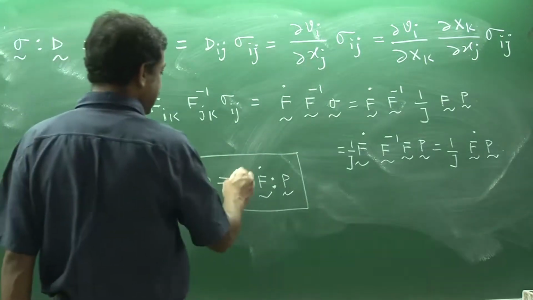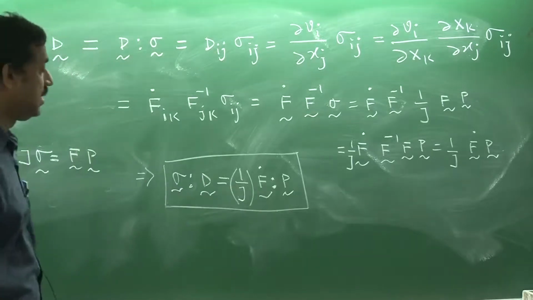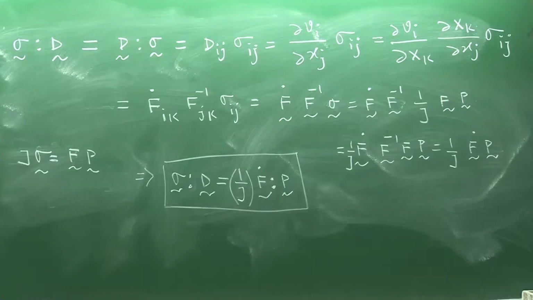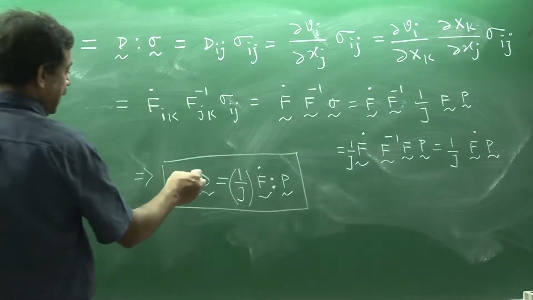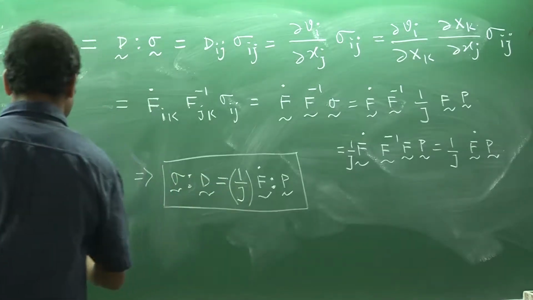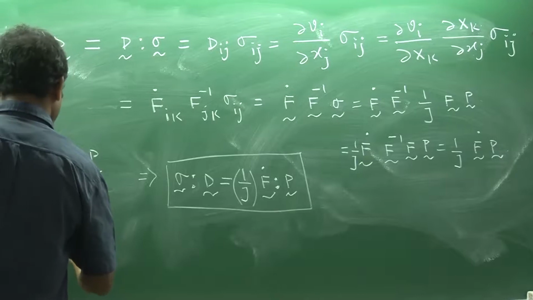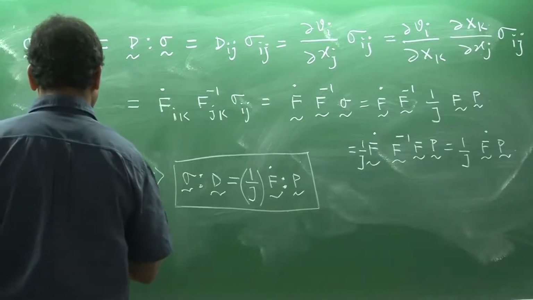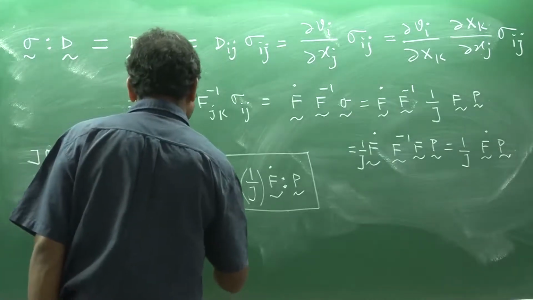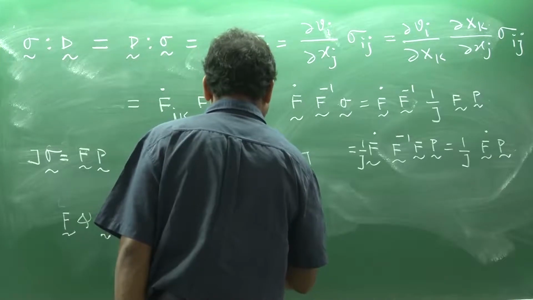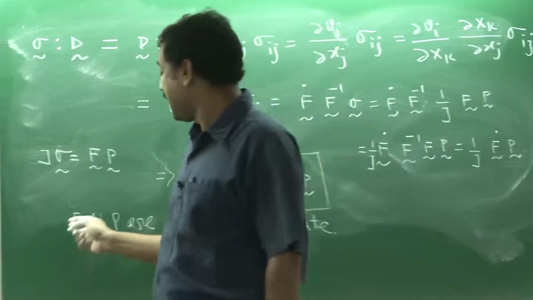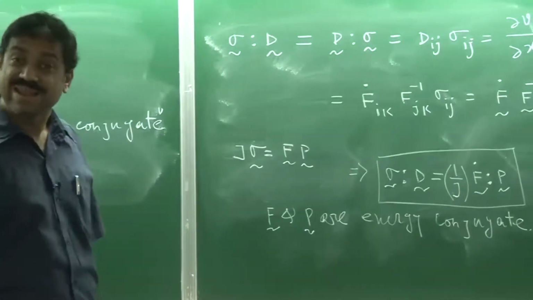Now 1 by j is a scalar quantity. So you can drop that, but what we see is that sigma and d are energy conjugate, as we have commented. From this relationship we can say that F bar and P bar are energy conjugate. So the first Piola-Kirchhoff stress tensor and the deformation gradient are energy conjugate.